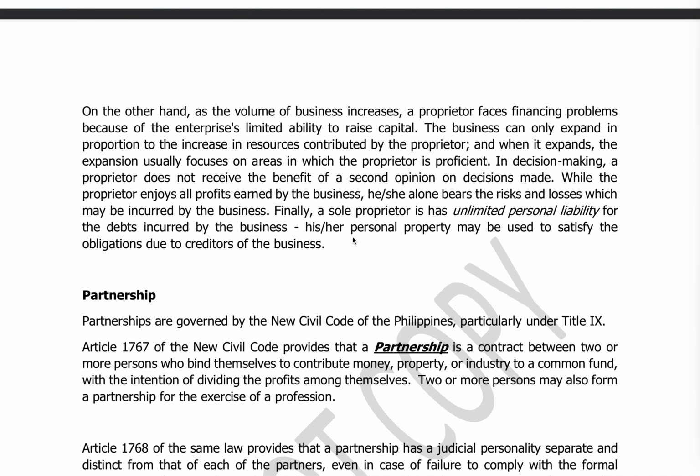So, dahil ikaw ang may-ari, walang separate personality si may-ari ng business at yung business niya. Kaya pag nagkaroon ng utang yung business at hindi nabayaran ng assets ng business, kukunin ngayon ng mga creditors yung pambayad doon sa utang sa mga properties, personal properties ni sole proprietor. So it means that the debts incurred by the business will extend to the personal property of the sole proprietor in order to satisfy the obligations due to the creditors of the business.